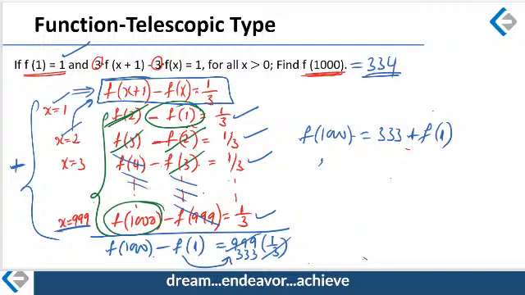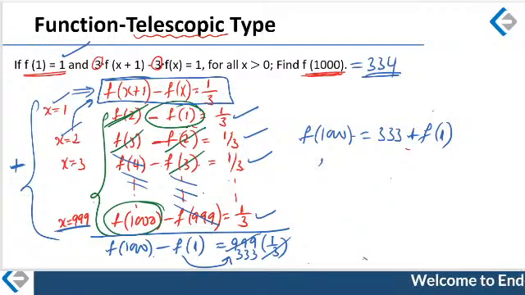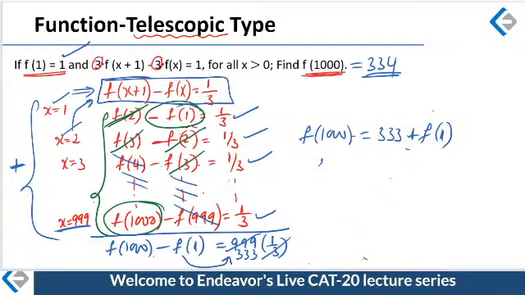My point is, you will get simple questions, complicated questions, all types of questions when you do the telescopic model. It's a model in itself. Not only in functions, you get this in inequalities as well. You get this in sequences and series as well. It's a model in itself.